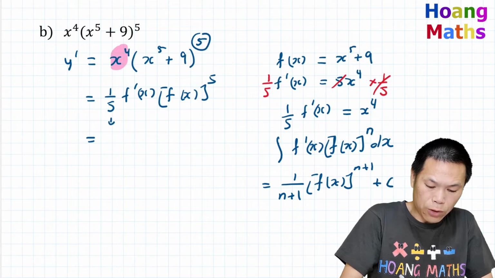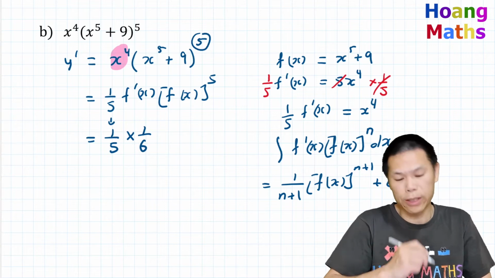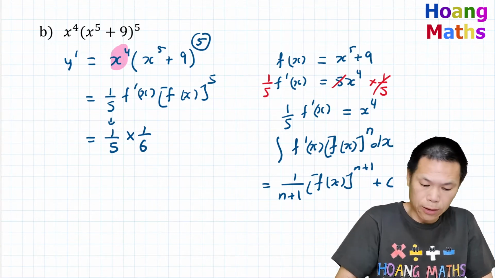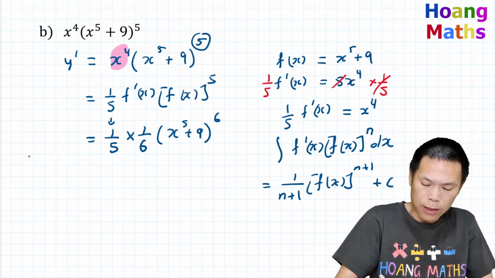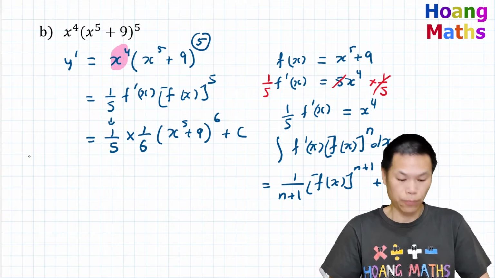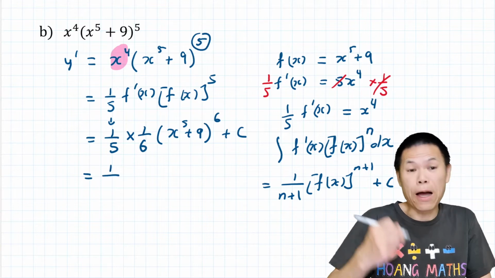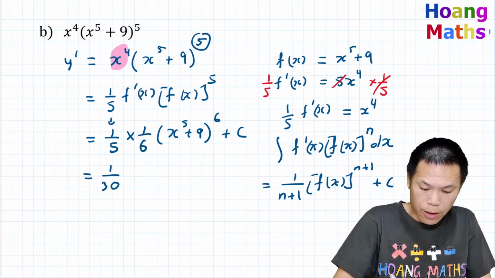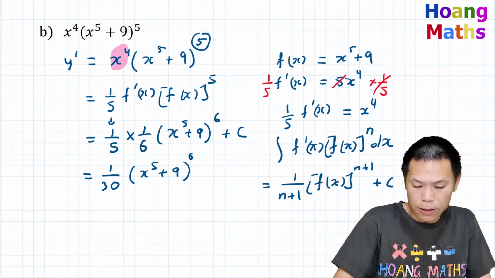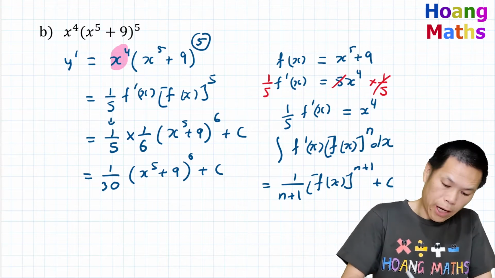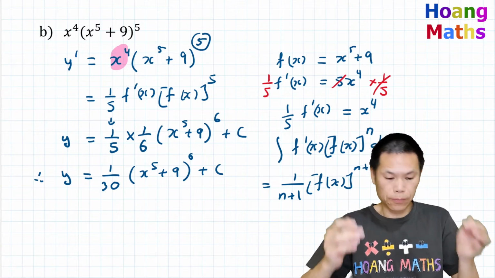So this 1/5, we just write this down. And we times by 1/6 because 5 plus 1 is 6. So f(x) to the power of 6. So f(x) is x to the power 5, we add 9, power of 6. And don't forget, add a constant. So that will give me, 1 times 1 is 1, and 5 times 6 is 30. And then (x^5 + 9)^6. Don't forget, we need to add a constant. And this is y, don't forget. Okay, so therefore, y is equal to this.